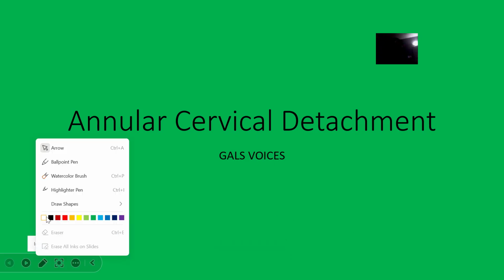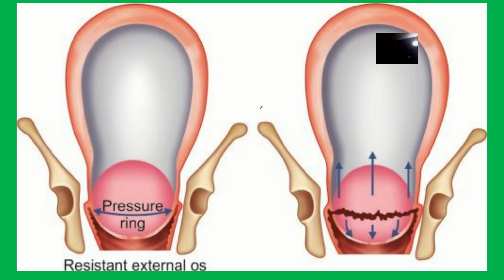All right, so we're about to talk about a lot of cervical issues. When we're talking about cervical on this channel, don't mistake the cervical of the neck bones for the cervical referring to the cervix. So here we'll talk about the annular cervical detachment, which of course, we're talking about the cervix.